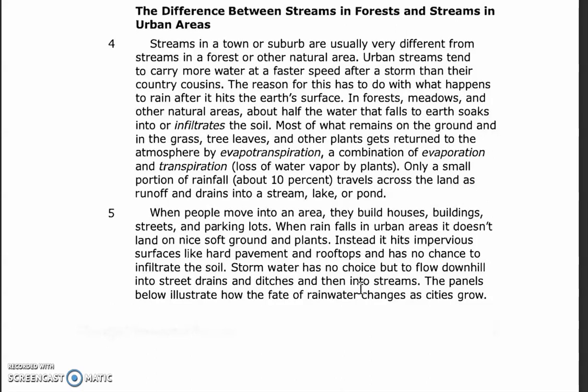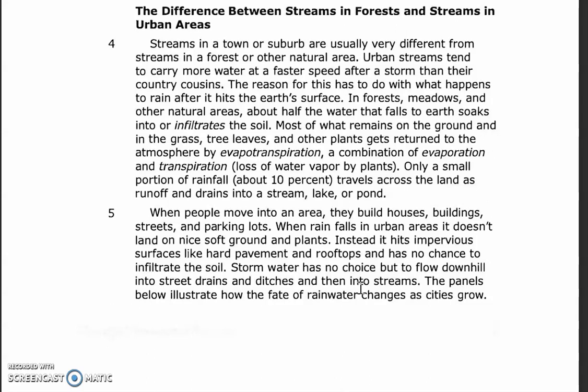The difference between streams in forest and streams in urban areas. Streams in a town or suburbs are usually very different from streams in a forest or other natural area. Urban streams tend to carry more water at a faster speed after a storm than their country cousins. The reason for this has to do with what happens to rain after it hits the Earth's surface. In forests, meadows, and other natural areas, about half the water that falls to Earth soaks into, or infiltrates, the soil. Most of what remains on the ground and in the grass, tree leaves, and other plants gets returned to the atmosphere by evapotranspiration, a combination of evaporation and transpiration, loss of water vapor by plants.